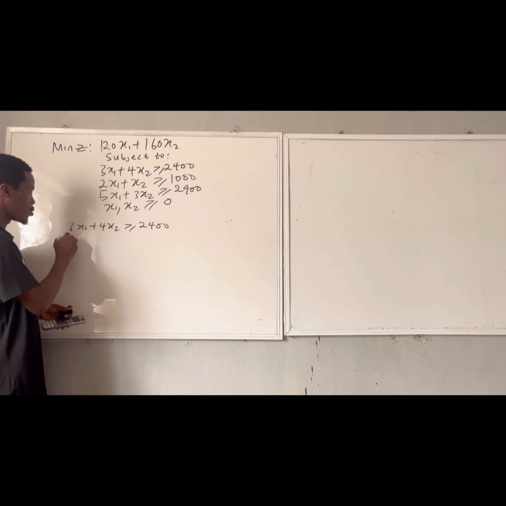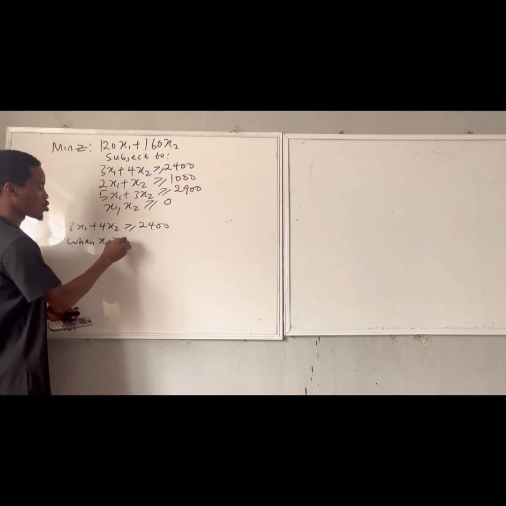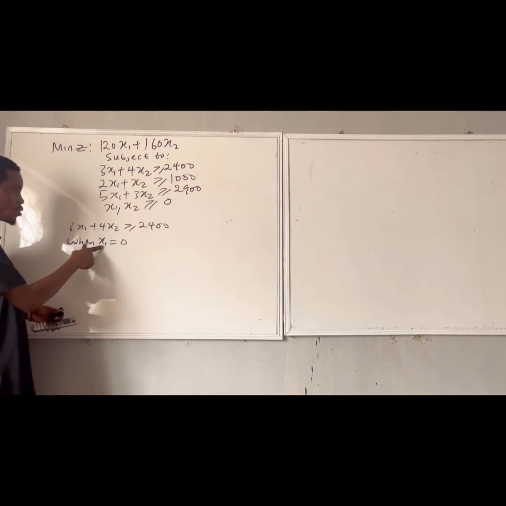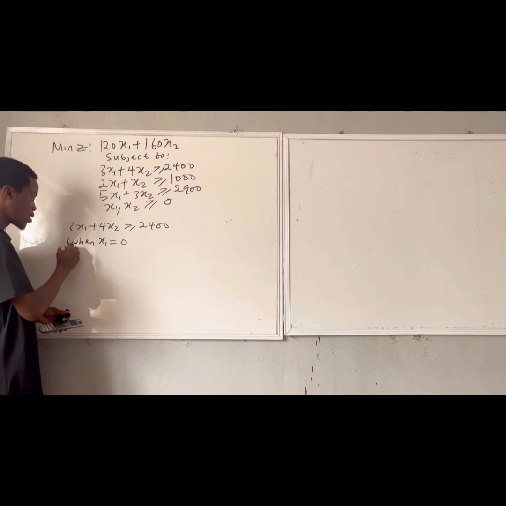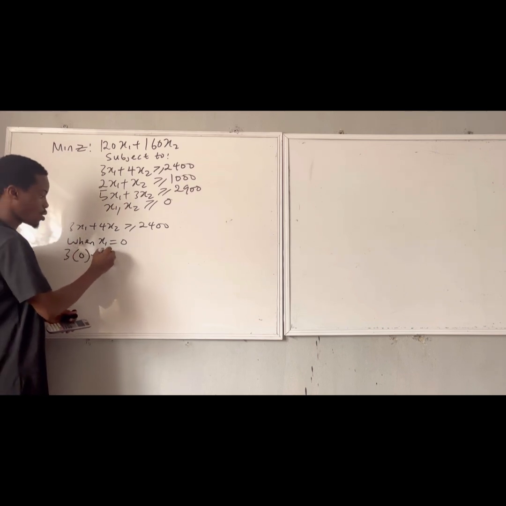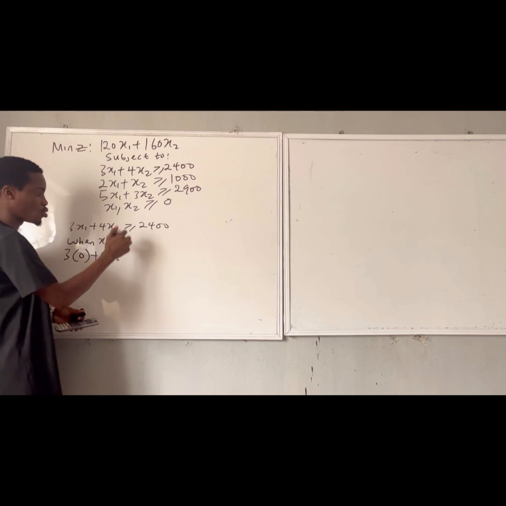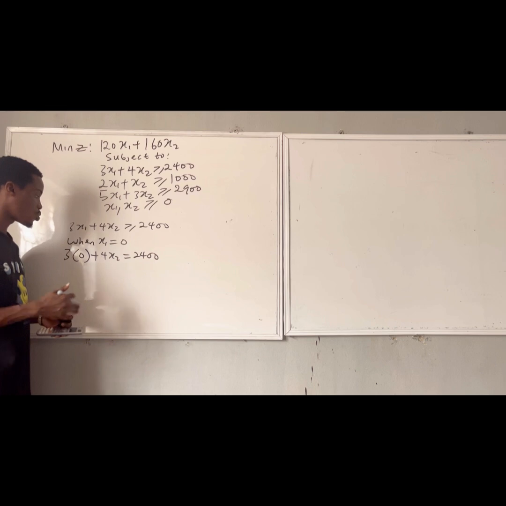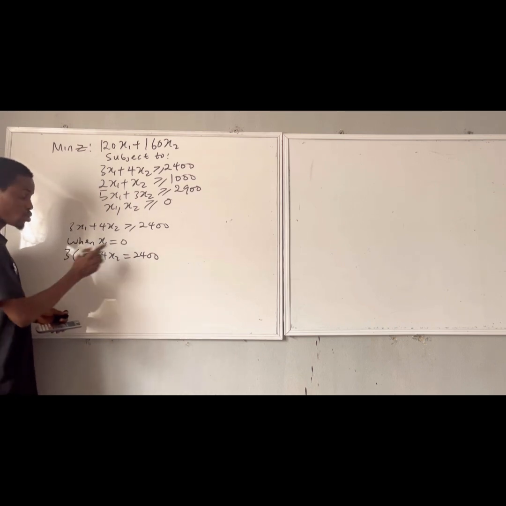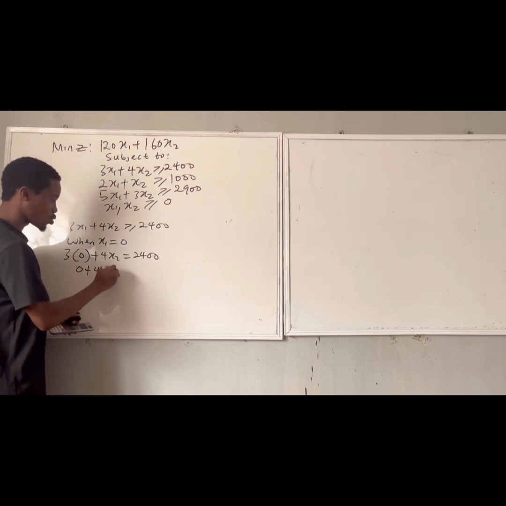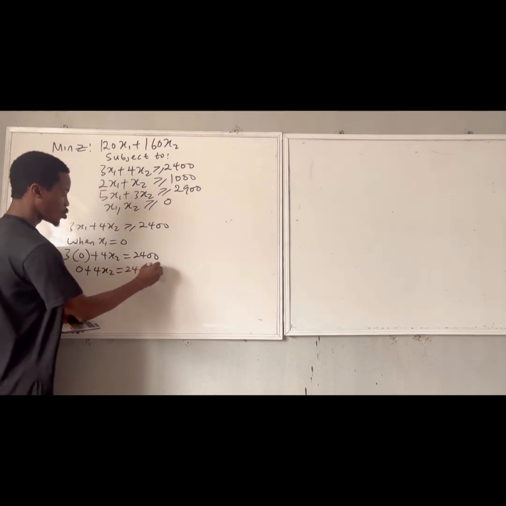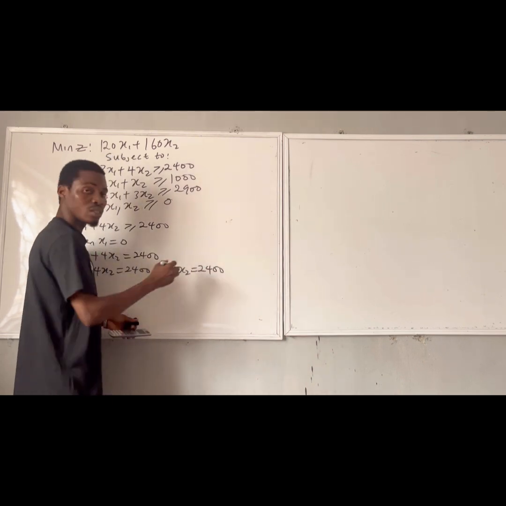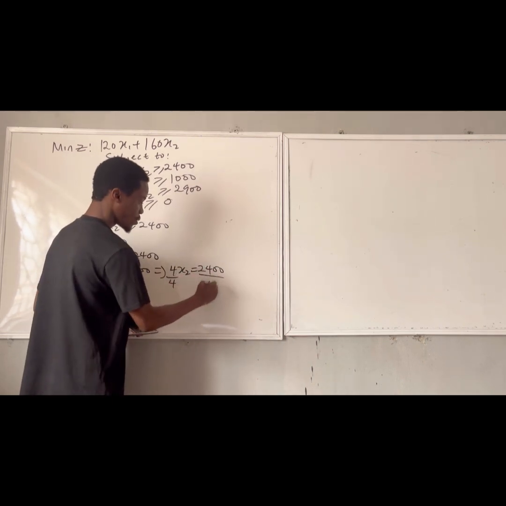When x1 is equal to 0, what are we going to have? On the first constraint, whenever you see x1, you put 0. 3x1 plus 4x2 is greater than or equal to 2400. Since we are solving with the graphical method, this inequality sign changes to equal to 2400. Multiplying 3 by 0 gives 0, so 4x2 is equal to 2400. If you divide both sides by 4, the 4s cancel.